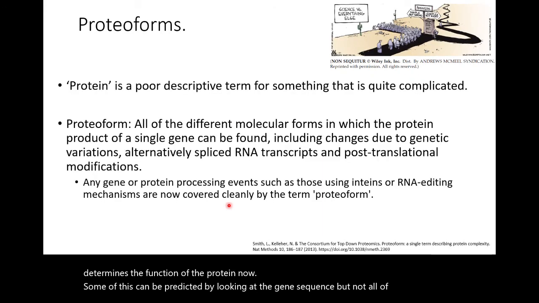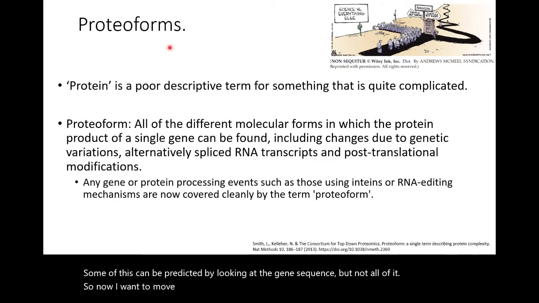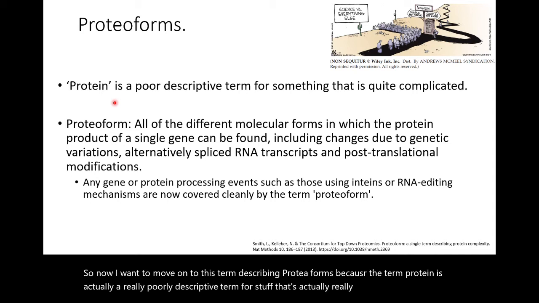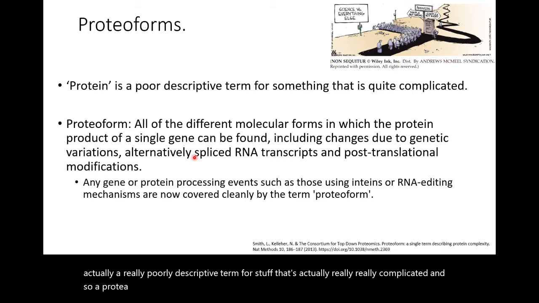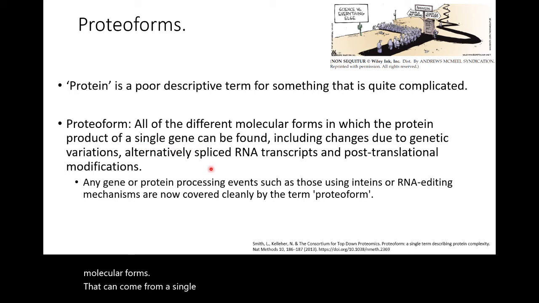So now I want to move on to this term describing proteoforms, because the term protein is actually a really poorly descriptive term for stuff that's actually really, really complicated. And so a proteoform is a much better term. And what it means is that it is all of the different molecular forms that can come from a single gene. And I'll talk about this more on the next slide.